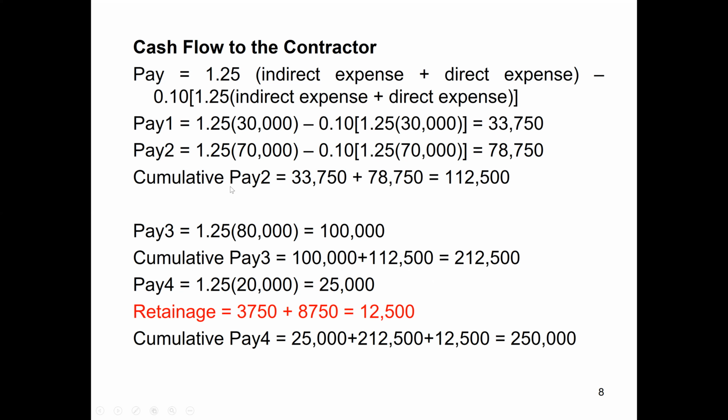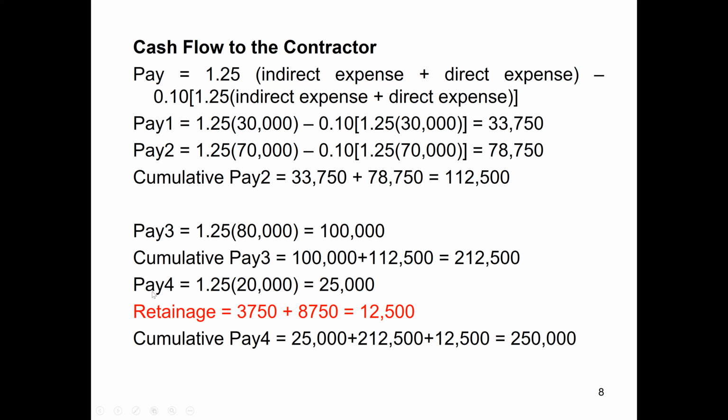Now the deduction for retainage applies only for half of the period, so there are only two deductions. In the third payment, there is no deduction. The third payment: we increase that figure, which was 80,000, by 25%. There is no deduction for retainage for the third payment, and so the third payment is 100,000. Now the cumulative third payment is 100,000 plus the cumulative second payment of 112,500, so this becomes a cumulative 212,500.